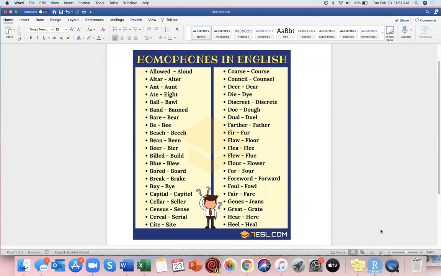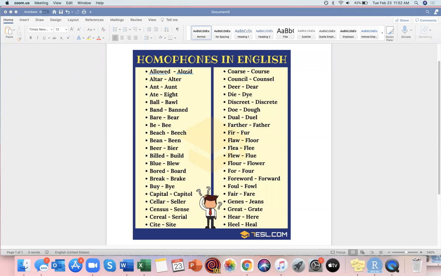There are a lot more, and we'll be going over them in the practice problems. To differentiate between the two, you will just have to know the meaning of the word. So, for example, let's take the first one, allowed versus aloud. Allowed is what your mom gives you permission to do. So, for example, if you say, oh, my mom doesn't allow me to watch TV at night, that means that she's not giving you permission to watch TV at night.